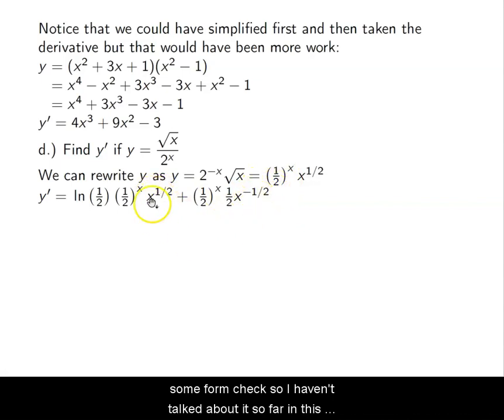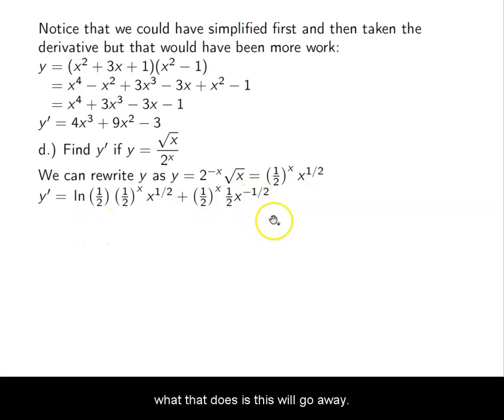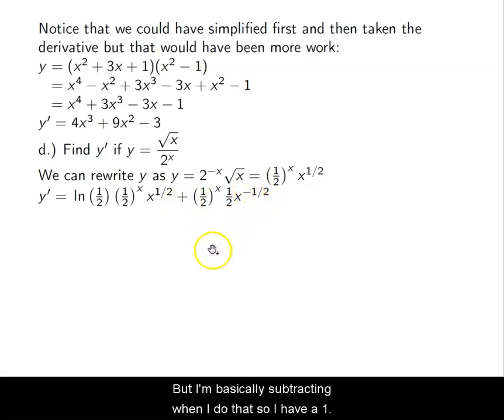Okay, so I haven't talked about it so far in this class. In my pre-calc class, we simplify things like this all the time. So when I simplify things like this x to the 1/2, when I'm looking for the common value to pull out, I always pull out the one that's negative. So I'm going to pull out an x to the negative 1/2, and what that does is this will go away, but I'm basically subtracting when I do that.